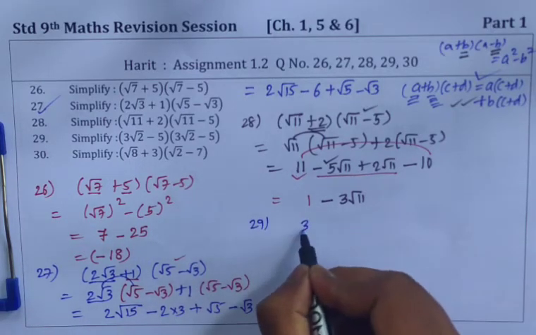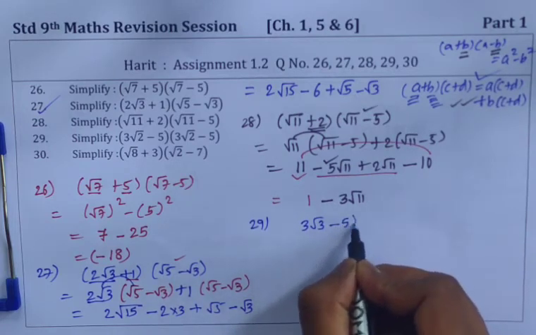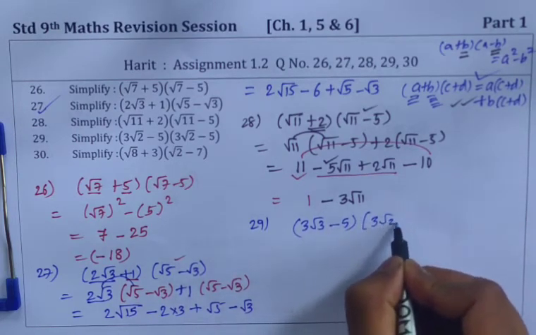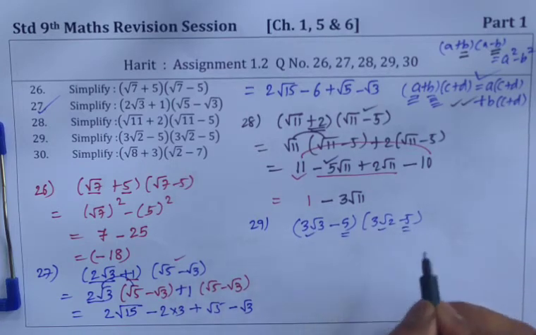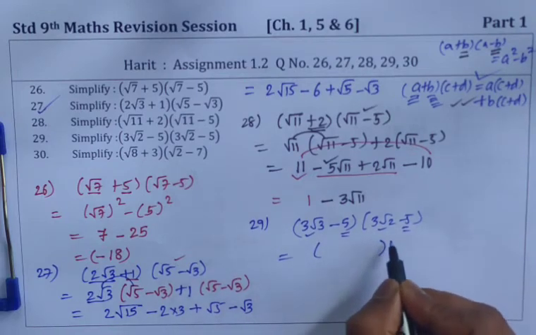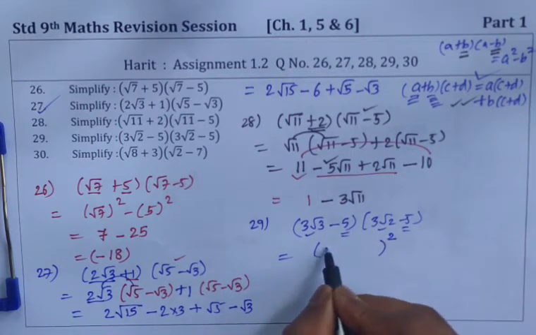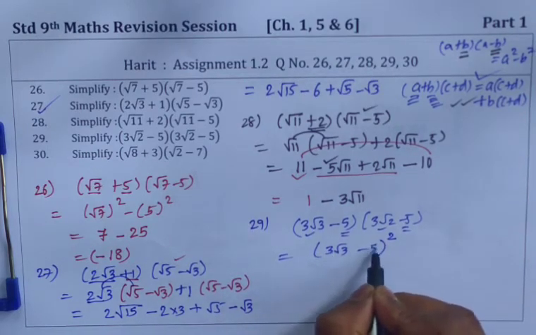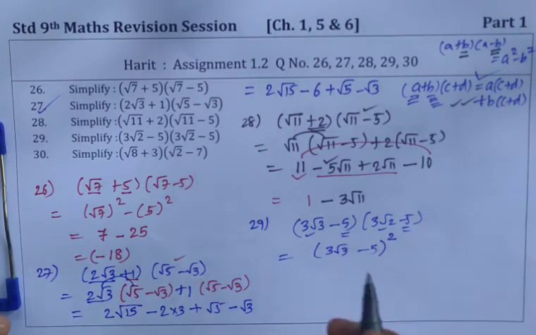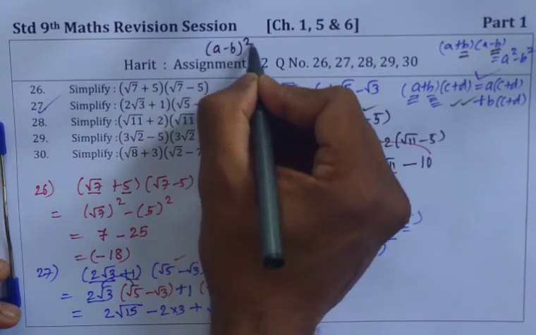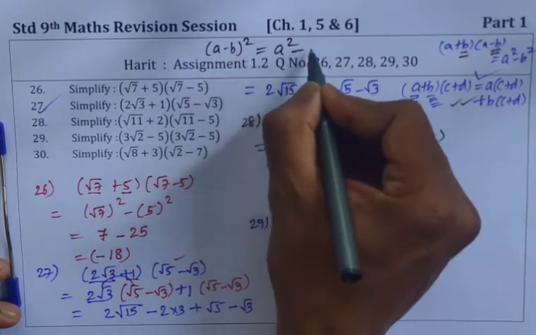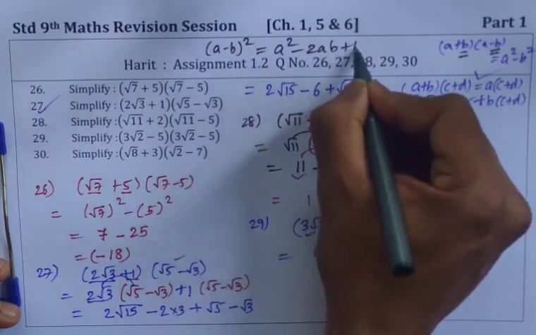29th. 3 root 2 minus 5 into 3 root 2 minus 5. Children, first term are same. Second term are also same. So both the brackets are same. So both binomials are same. So you can say square of binomial. 3 root 2 minus 5 whole square. And what is the identity? Square of binomial की identity क्या है? A minus B whole square, that is A square minus 2AB plus B square.